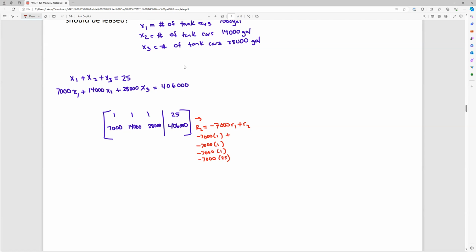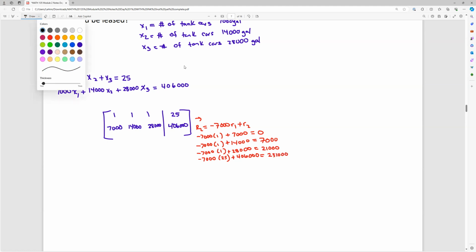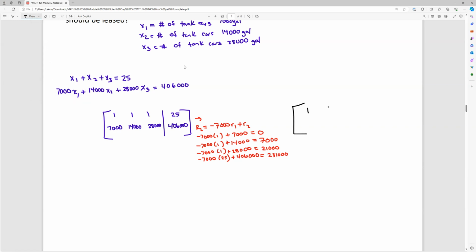Then we add the individual row 2 items, so 7,000, 14,000, 28,000, and the 406,000. For this first one, you get a 0. For the second one, you should get 7,000. Double check on that. For the third one, we should get 21,000. And for the fourth one, when you work that out on your calculator, you'll get 231,000.